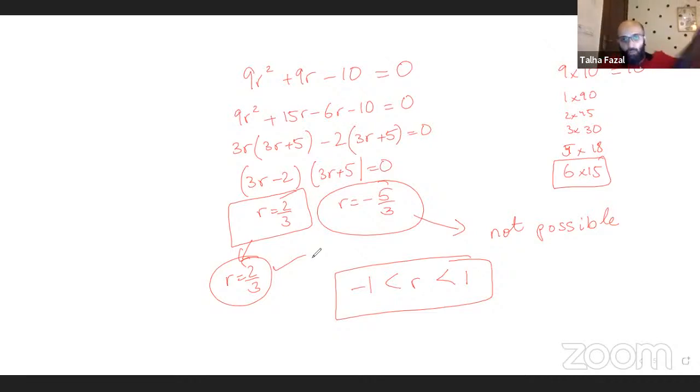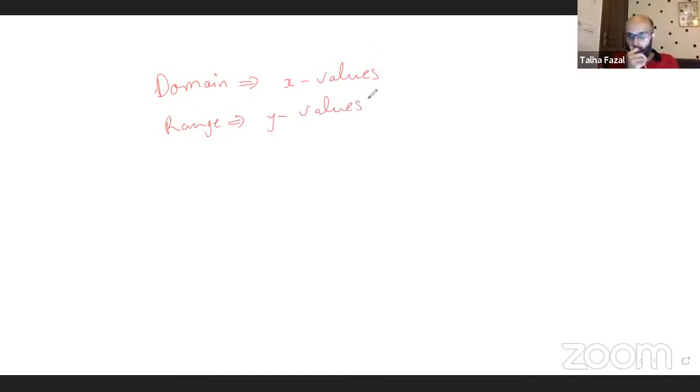Right, the difference between domain and range: domain is simply put the X value, and the range is basically the Y values, right? Domain most of the time is actually given in the question itself, and range is something that you have to actually find out using the domain that is given.